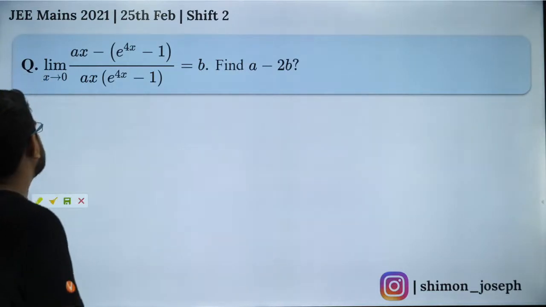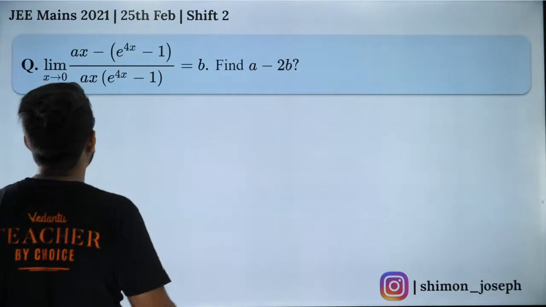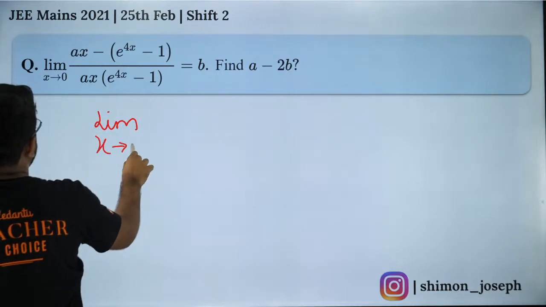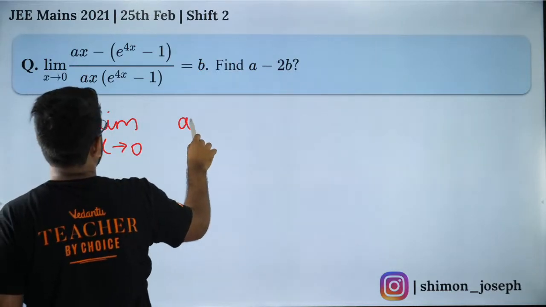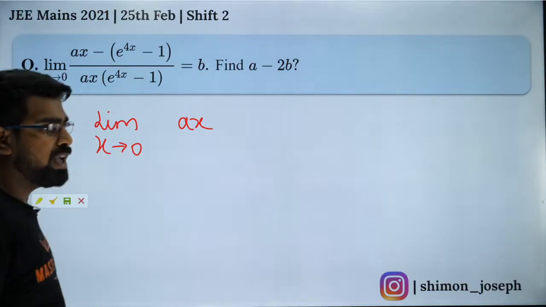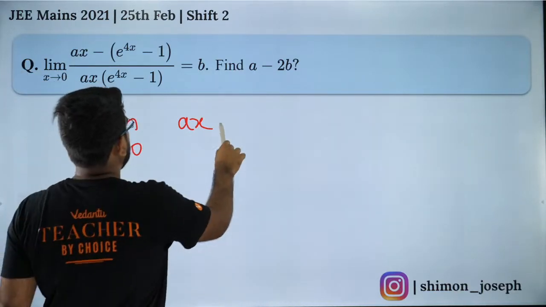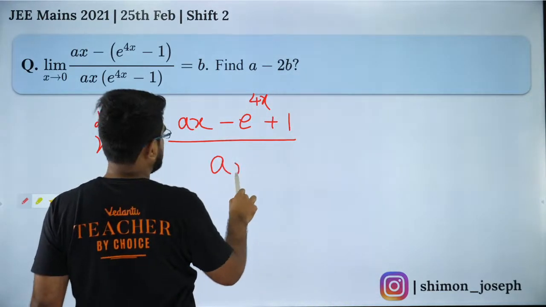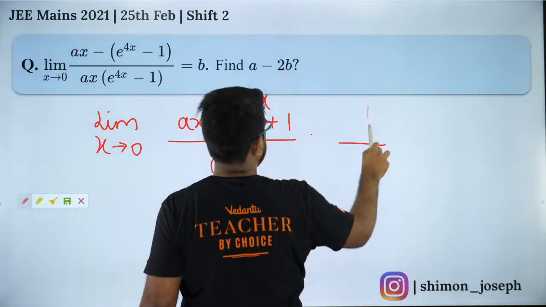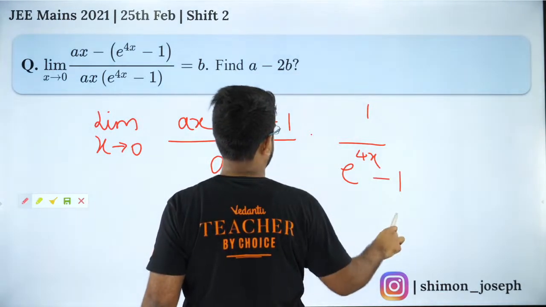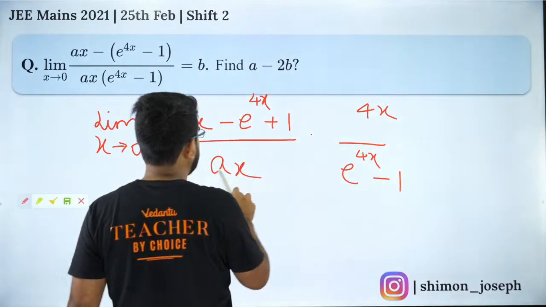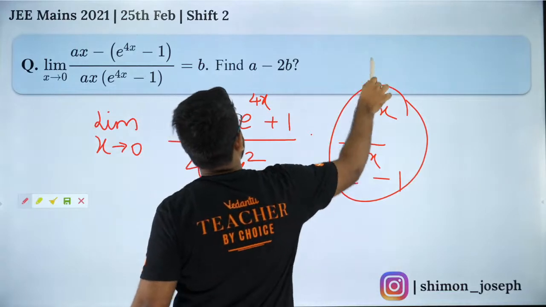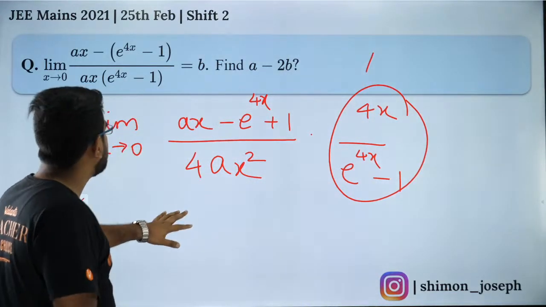Everybody. So first of all, how will you take care of this question? I will write it as limit x tending to 0 of (e^(ax) minus e^(4x) plus 1) divided by ax, into 1 by (e^(4x) minus 1). So I will multiply by 4x and divide by 4x. So this will be 1, this will be 1. Okay, so this is what I have here now.